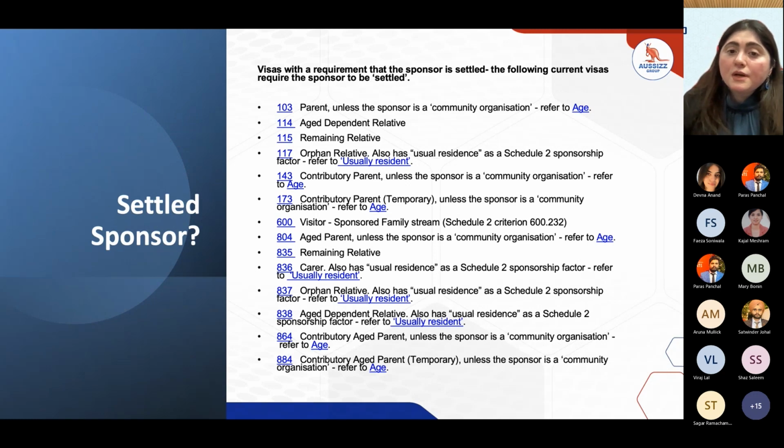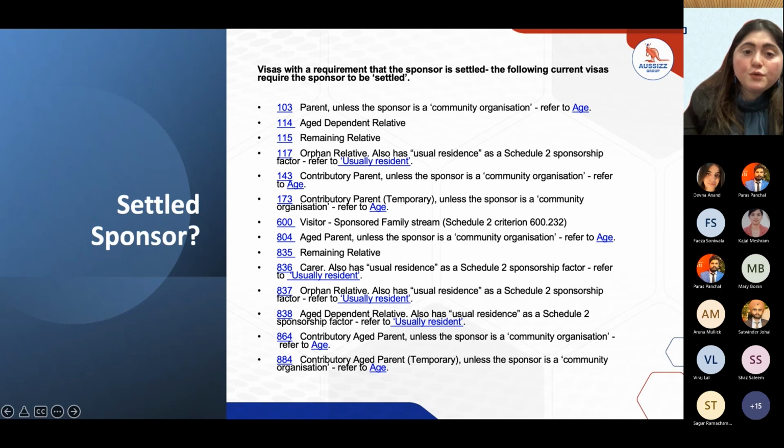Okay, settled sponsor. A very hidden thing, and a very important word in the parent visa, is that you as a sponsor should be a settled Australian resident or citizen. Now, what does that word mean? For example, we spoke about usually residing in Australia. But at the same time, you also need to be a settled sponsor. For these visas, you need to be a settled sponsor.